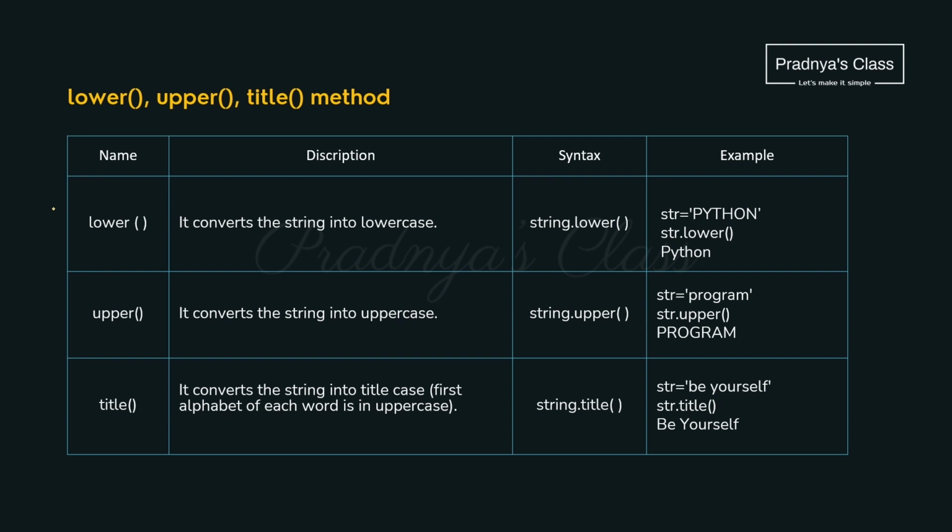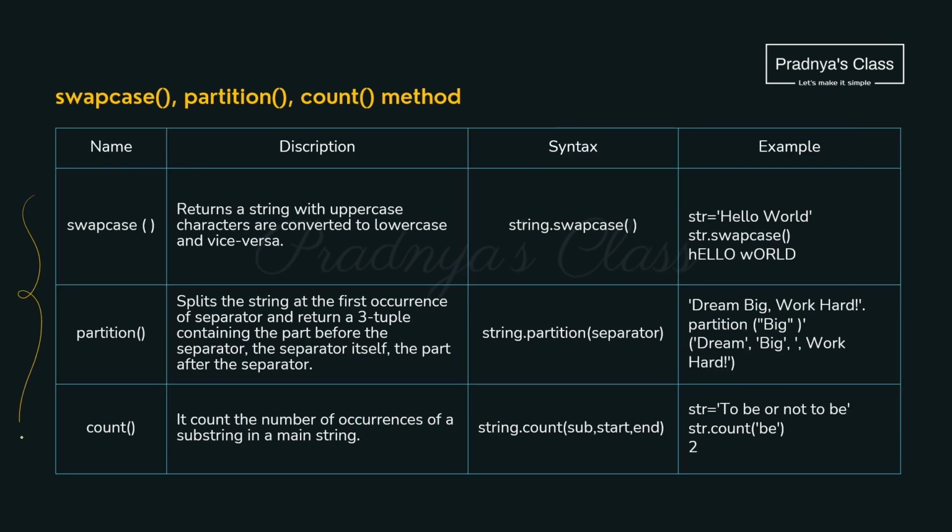Now here are some methods which will convert. The lower function will convert the string into lowercase. Upper will convert to uppercase. The title method will convert the string to title case. So we have a lot of methods to convert as well as to check. Moving ahead with some more methods. Swapcase will convert the case of the alphabets of the string. If it is lower, it will convert to upper. If it is uppercase, it will get converted to lowercase.